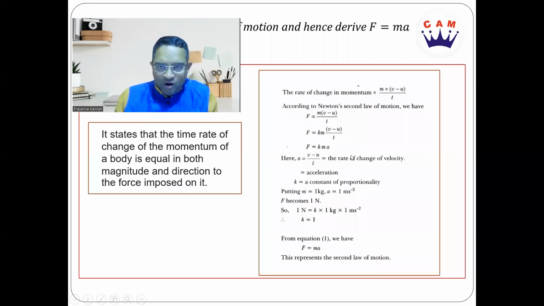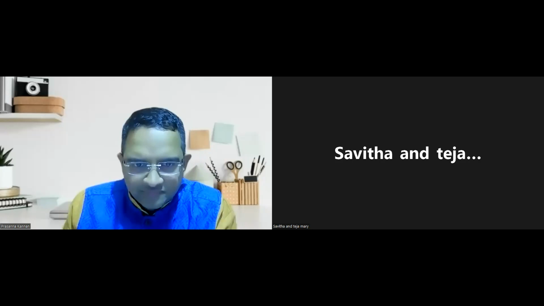This represents the second law of motion. Is that clear to you, everybody? Yes, sir. I'll just keep it on for a moment for you to note it down.